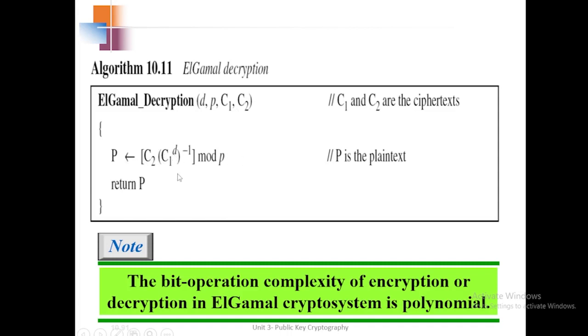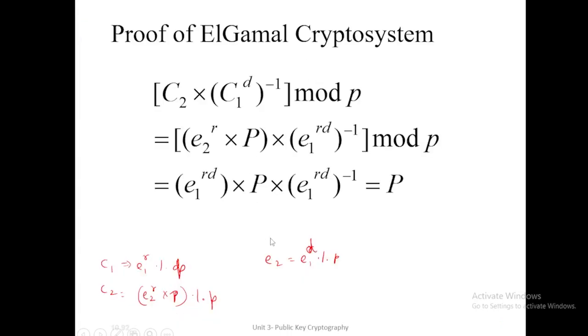The bit operations are the most complex part of the encryption and decryption of the Elgamal cryptosystem. So this is the proof. For decryption, P is equal to C2 into C1 power D inverse mod P. We already know that C1 is equal to E1 power R mod P.